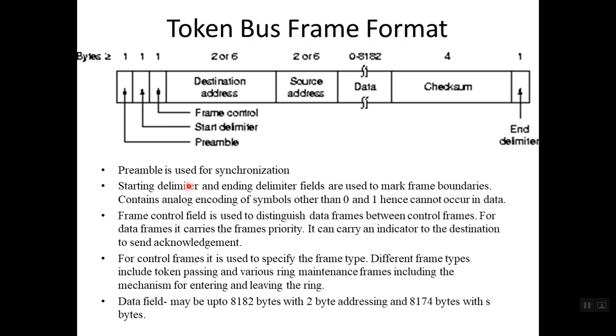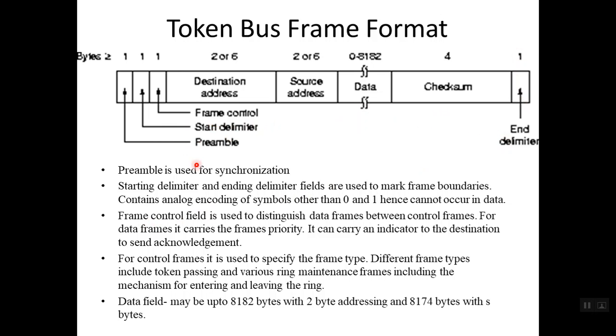The starting delimiter and ending delimiter fields are used to mark frame boundaries. The starting delimiter marks the start of the frame, and the ending delimiter marks the end of the frame. So these two delimiters mark the starting and ending of a frame.